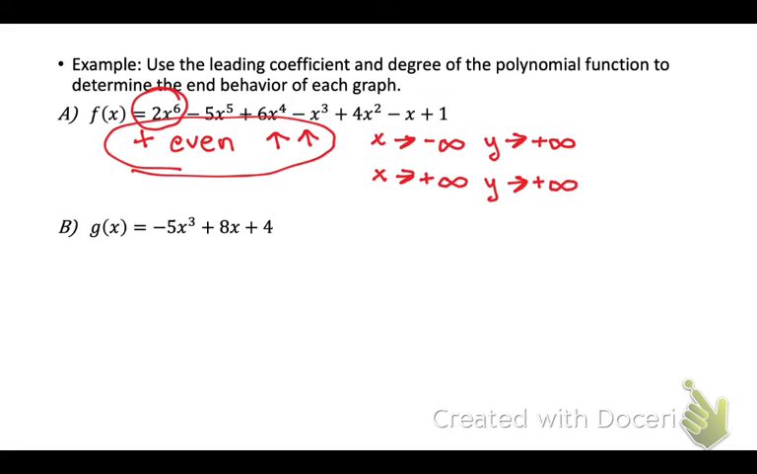Okay, Kyson, is the leading coefficient positive or negative? Look at it. Is the leading coefficient? It's negative. Is the highest degree even or odd? Even. Look at it carefully. It's odd. There you go.